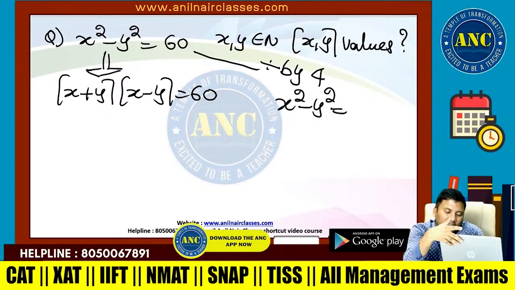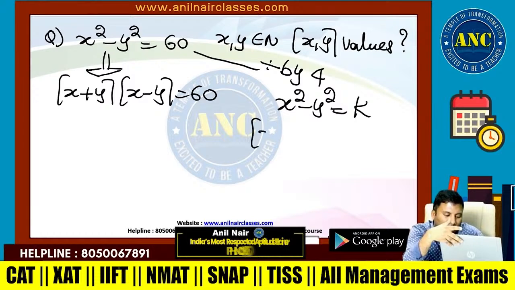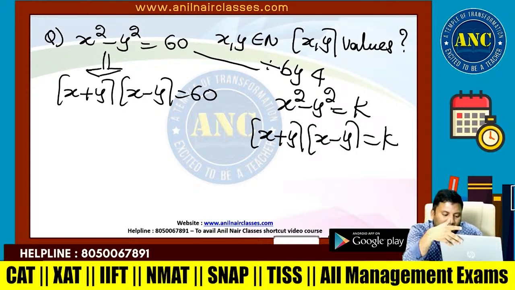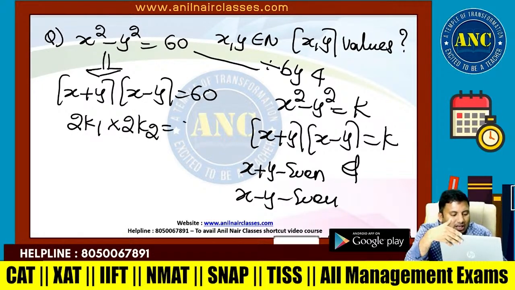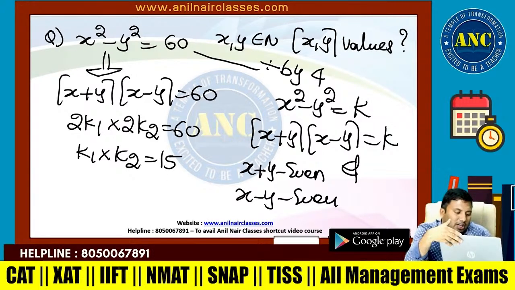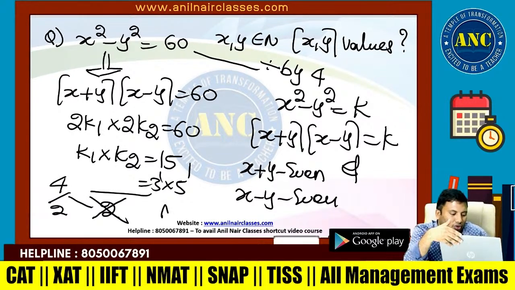Already we discussed x square minus y square equivalent to k, which means x plus y into x minus y equivalent to k. If k is divisible by 4, x plus y is even and x minus y should also be even. This is what we concluded. Now small change: 2k1 into 2k2 is 60, so k1 into k2 is 15. Now use the logic. 15 is 3 into 5. Total 2 into 2, 4. 2 cases here, 2 cases here. These 2 cases are eliminated. Answer for this question is 2.